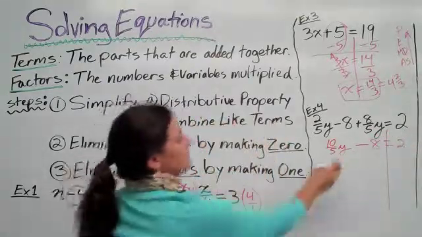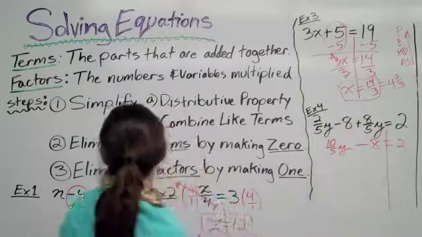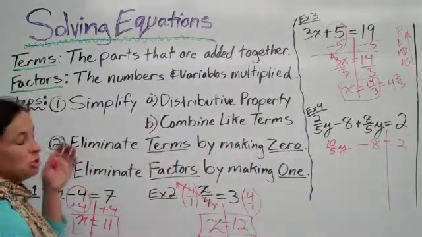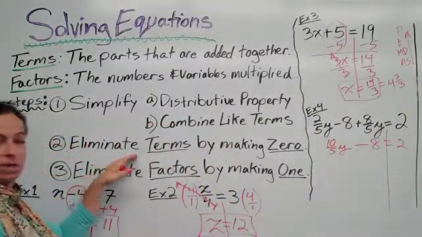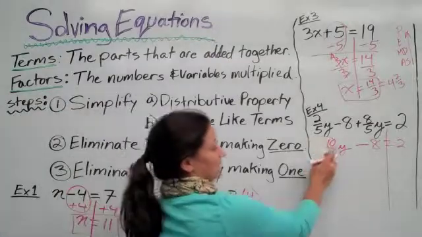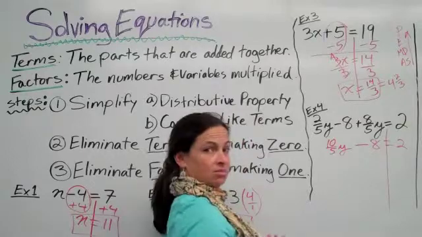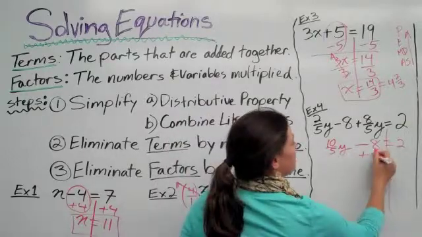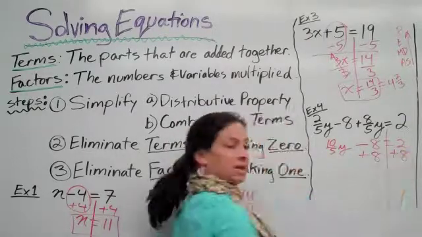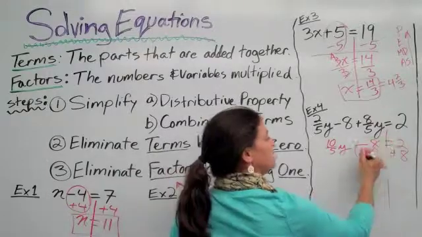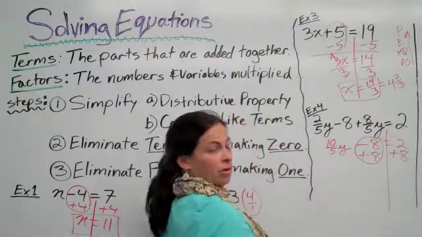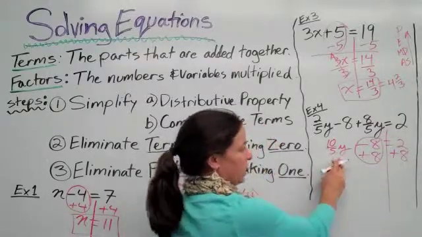Okay, so I now have 2 terms, and I still want to eliminate terms by making a 0. I can't eliminate this 10/5 yet, but I can eliminate the minus 8. What's the inverse of minus 8? Plus 8. So I need to do that to both sides of the equation. If I have minus 8 and plus 8, that makes 0. So I'm left with 10/5 y.